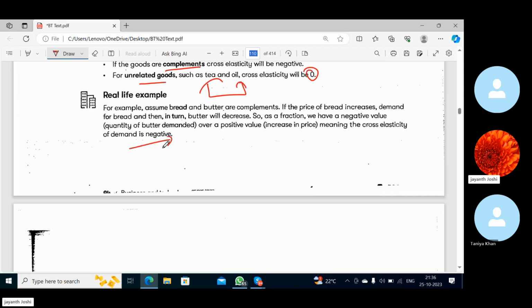There's a real life example. Please go through this. Assume bread and butter are complements. If the price of bread increases, demand for bread and in turn butter will decrease. Why? See, there are a lot of eatables available, right? So if the bread price increases very high, people will look for some other alternative and buy something else. So price increases, demand for bread decreases, and butter demand will also decrease.